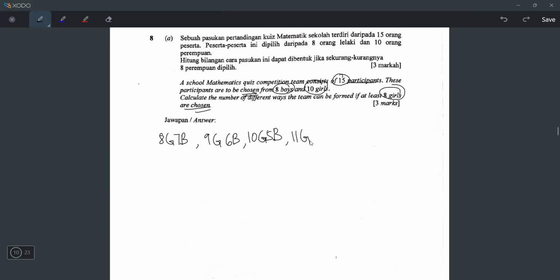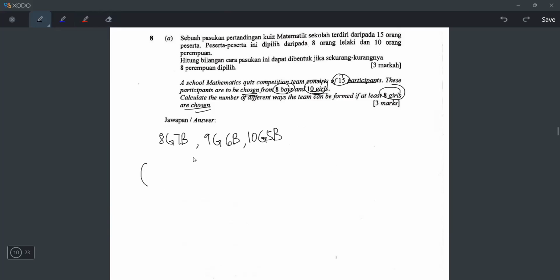And then 11 girls. Okay, but wait. There's only 10 girls, right? So if you choose 11 girls, what is 10C11? It's a math error, because how can you choose 11 from 10? It's impossible. It means I will eliminate the 11 girls, 12 girls, 13 girls, 14 girls, 15 girls options. That's all. Ini saja yang saya kena buat.